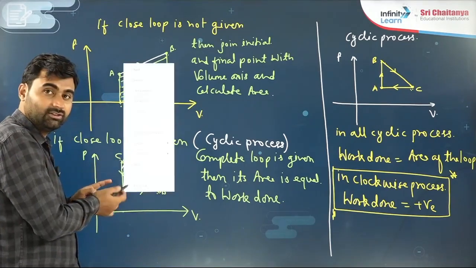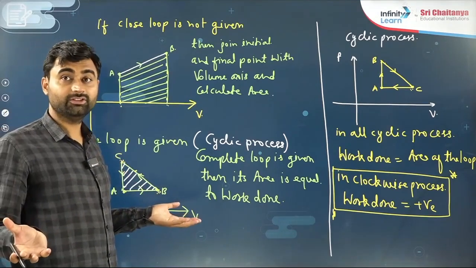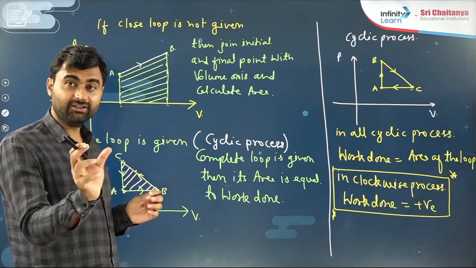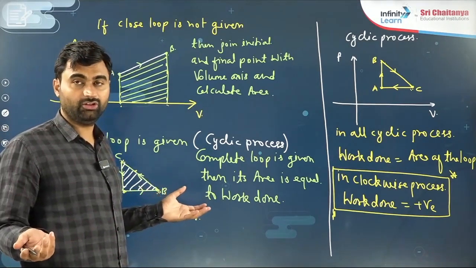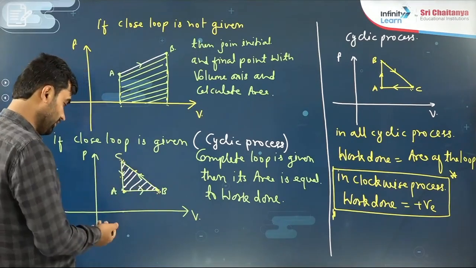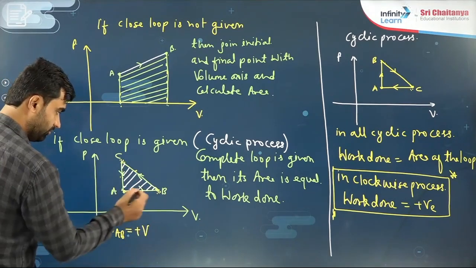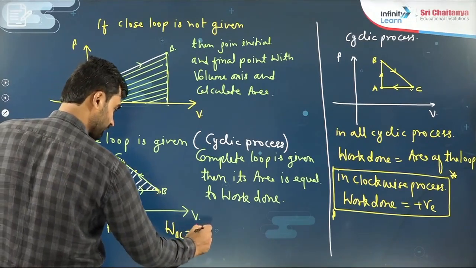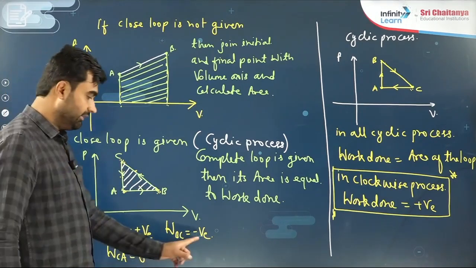C to A, no change in volume. If no change in volume, then work done is 0. Why? Because the work done formula is the integration of P dV, dV is change in volume, and there is no change in volume here because the volume is constant. So here work done is 0, here work done positive, here work done negative. You can write this point also: W A to B positive, then W B to C negative, then W C to A 0. But this negative is more.